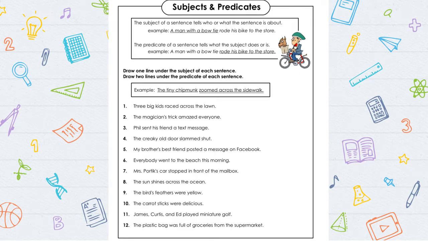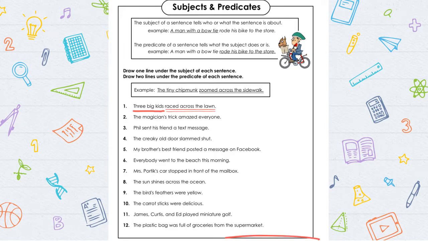Number 1, 3 big kids raced across the lawn. The subject of this sentence is 3 big kids because it describes who the sentence is about. Therefore, I will underline it with a single line to show the subject. Raced across the lawn would be my predicate because it tells me what the kids are doing. Therefore, I will use a double line to show the predicate.